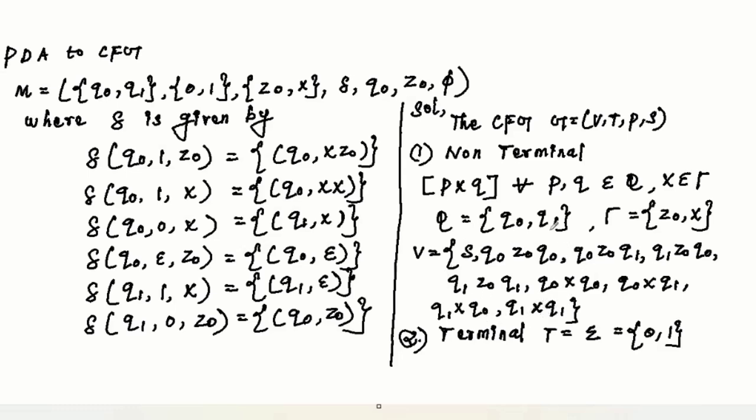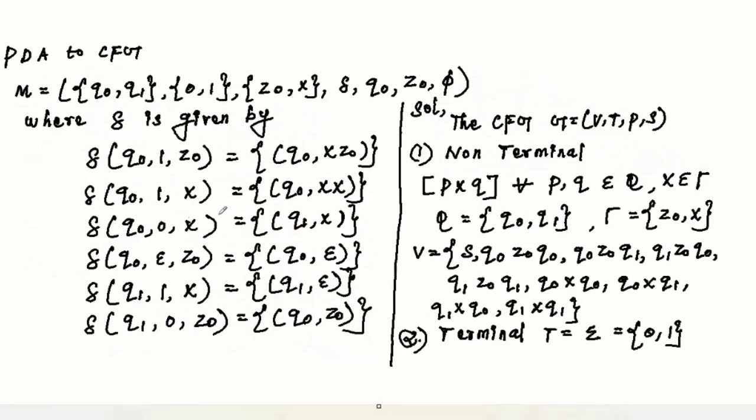These combinations are essential for constructing the context-free grammar equivalent of the given pushdown automata, as each represents a variable used in the context-free grammar production rule based on pushdown automata transition. In step 2, terminals are denoted by capital T or sigma. Here the terminal symbols are 0, 1. Here you write T equal to sigma equal to {0, 1}.